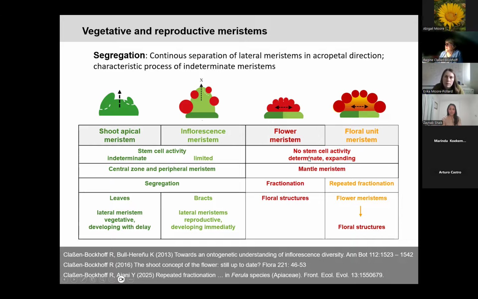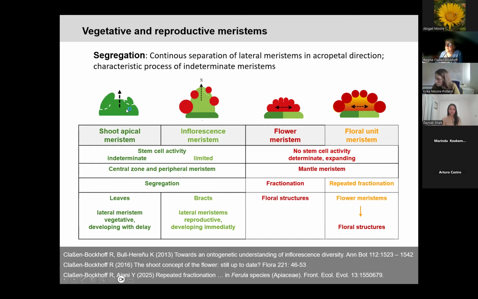The floral unit meristem, which is a capitular meristem, shares the same meristem features, but differs in repeated fractionation. So the first step produces flower meristems, which then fractionate floral structures.